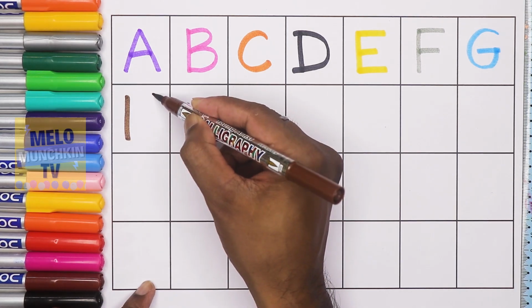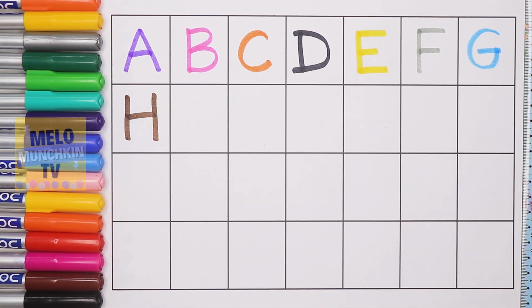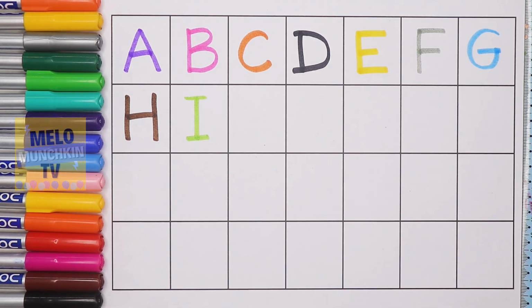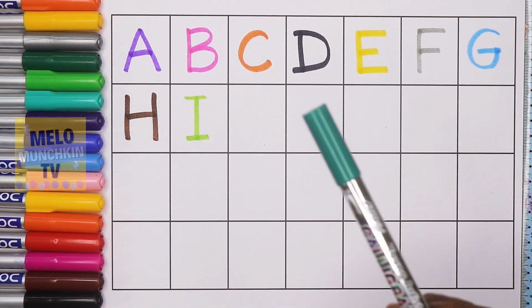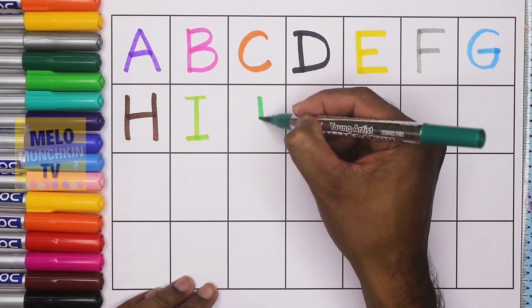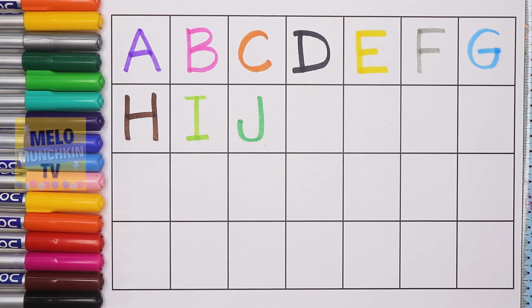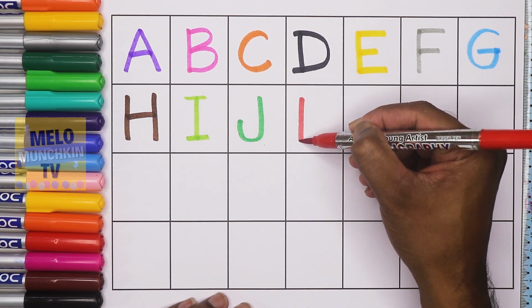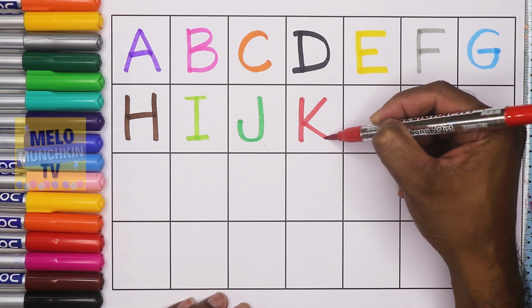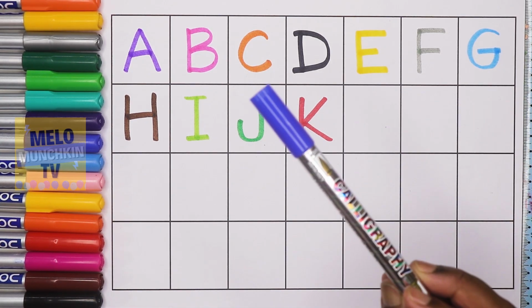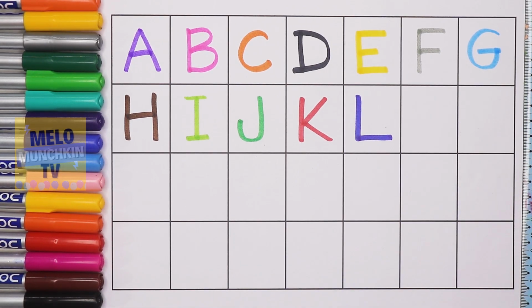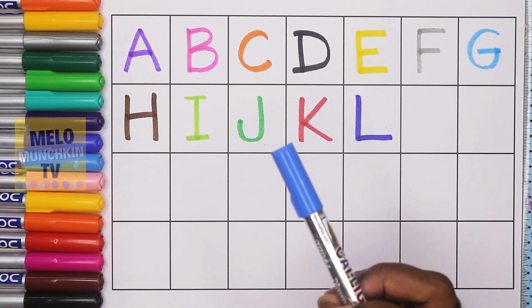H for house. Light green color. I for ice cream. Dark green color. J for juice. Red color. K for kite. Dark blue color. L for lion. Light blue color.